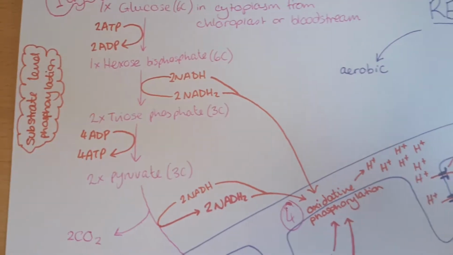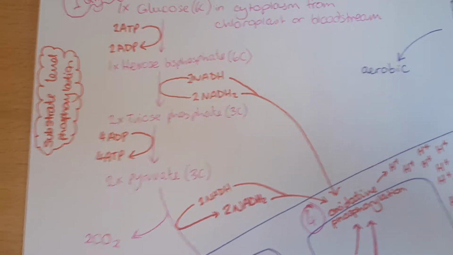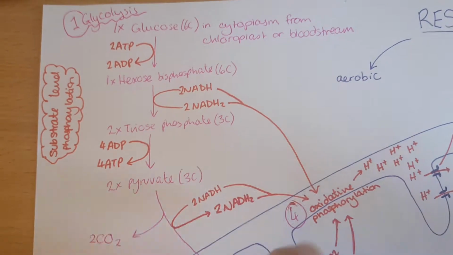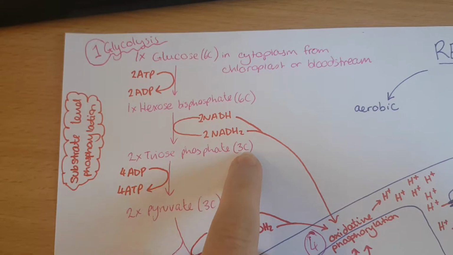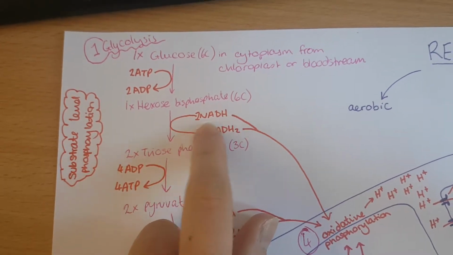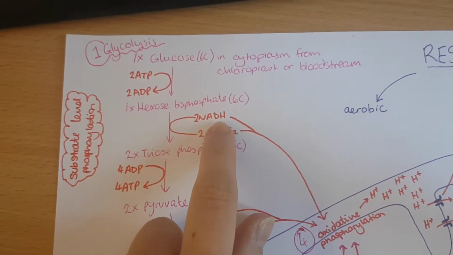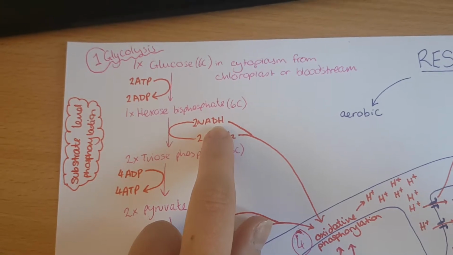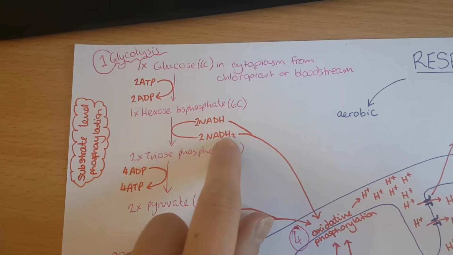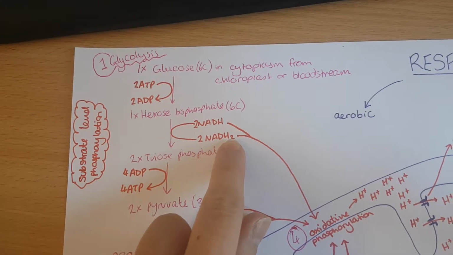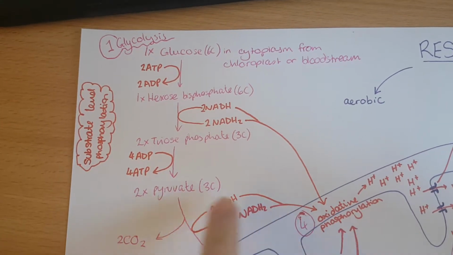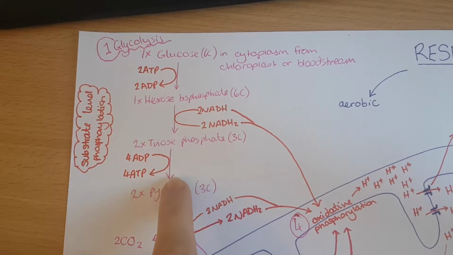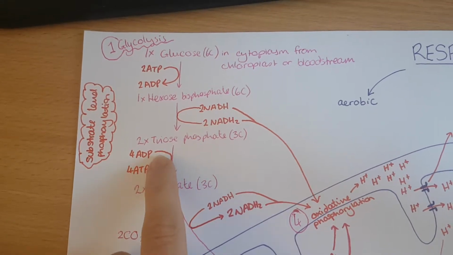Then it's split in two and two hydrogens ping off, and it's split into two triose phosphate. Triose means three, and it's now two 3-carbon sugars. The two hydrogens that ping off are picked up by a coenzyme called NAD. Okay, so it becomes reduced NAD and goes off towards oxidative phosphorylation. More about that later.